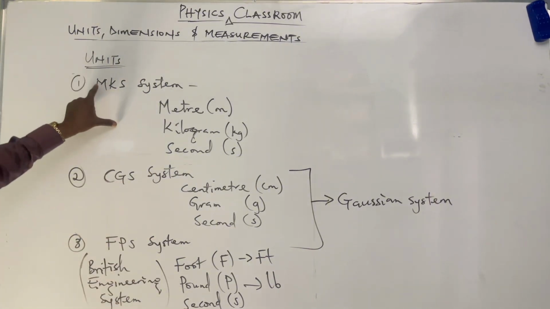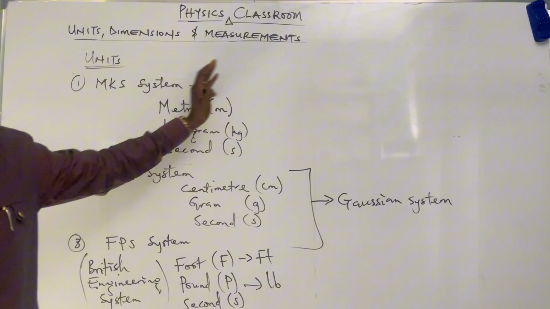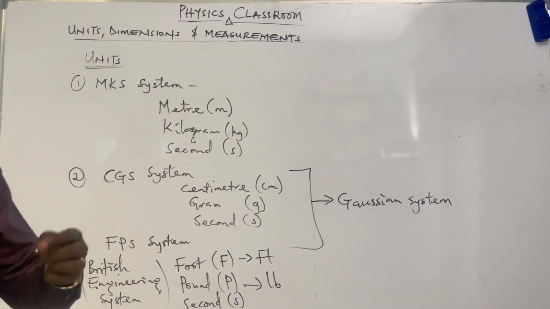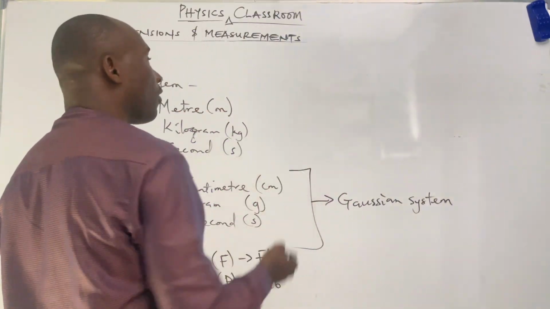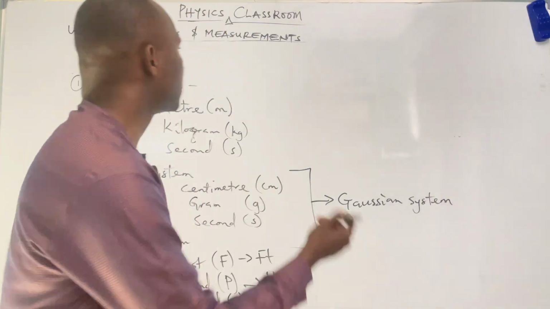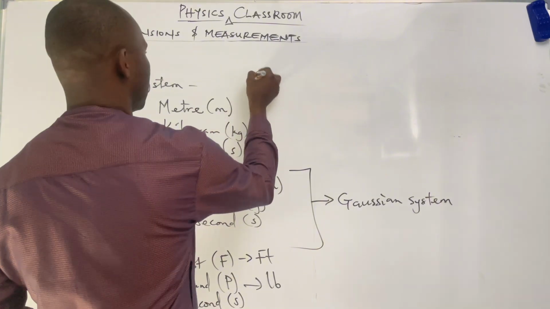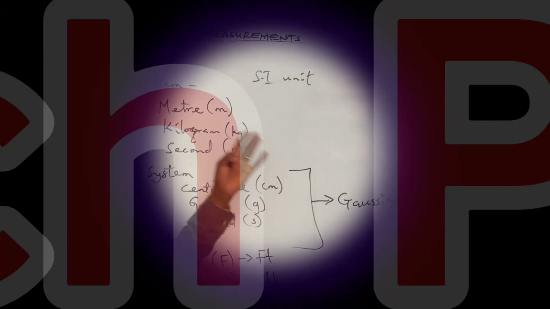You see the first one, which is the MKS. It is from here that they created the extension of the modern international unit system known as the SI unit, which we call Système International, the SI units. It is from here that they got the SI units. So please take note of this.